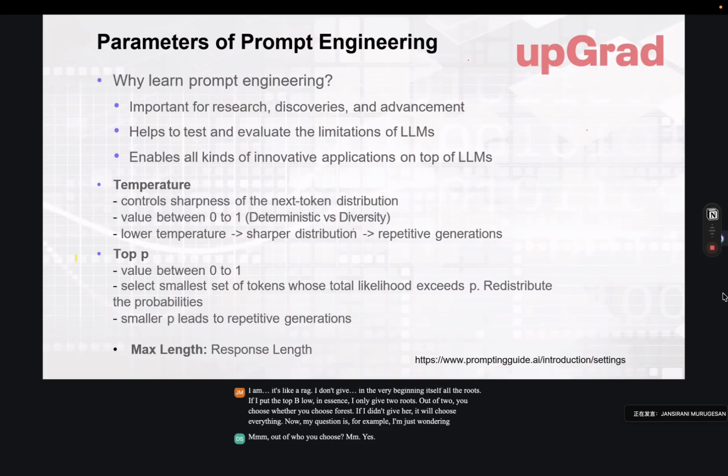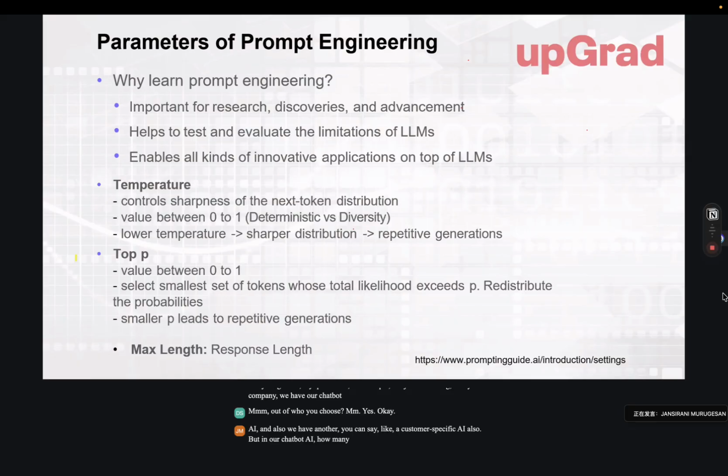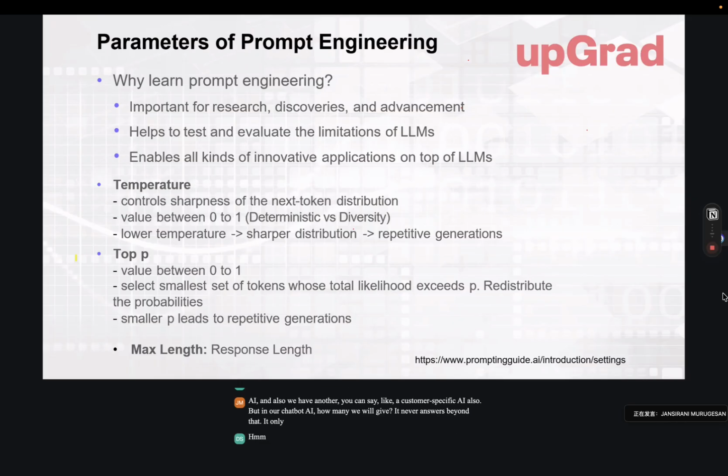Now my question is, in my company, we have a chatbot AI, and also we have another, you can say, customer specific AI. But in our chatbot AI, whatever we give, it never answers beyond that. It only gives us simple standard, comfortable answers, just to soothe you: okay, I'm here, I'll help you. That's all. It never gives you the answer, but it speaks like this. So I want to know whether this temperature and top P combination is giving this. Will it be a differentiation between these two apps, one a chatbot and another my customer specific chatbot?